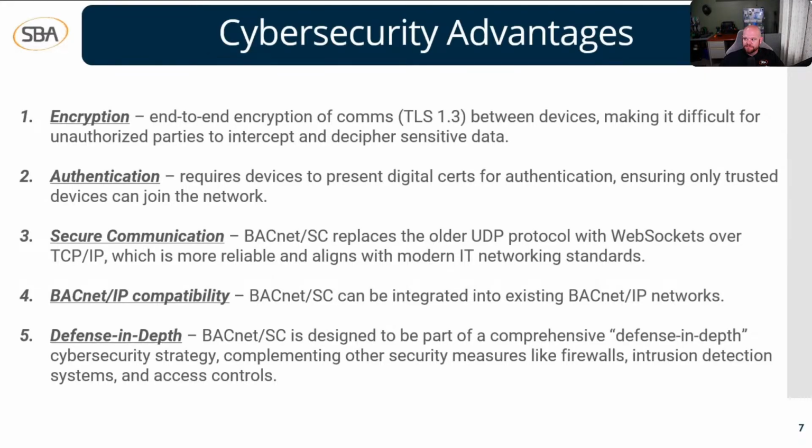All right, so now let's talk about cybersecurity advantages. There's a few things here we can talk about when we talk about some advantages for cybersecurity. The first thing is encryption, and I've said it many times already in the episode, but encryption's the big thing with BACnet Secure Connect. Again, it just makes things way more secure. So, end-to-end encryption of communications, TLS 1.3, between devices, which makes it more difficult for unauthorized parties to intercept and decipher sensitive data. So again, security. It's what it's all about.